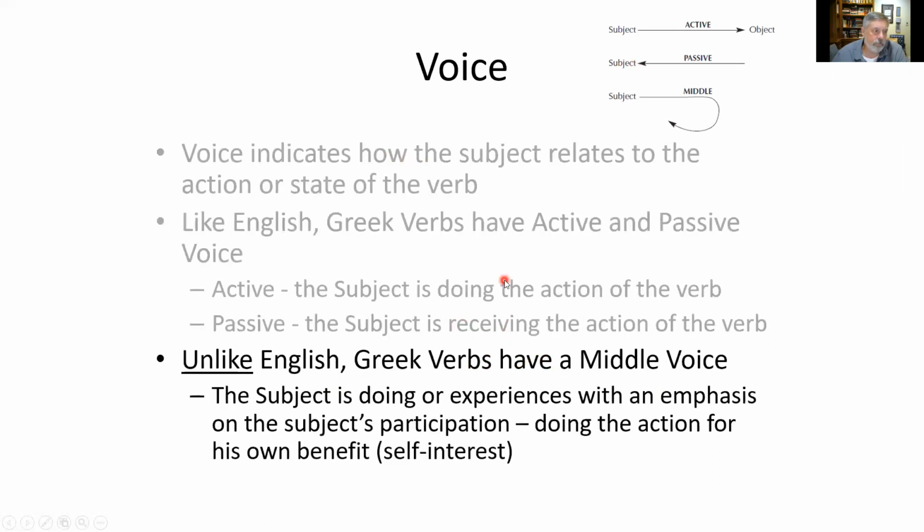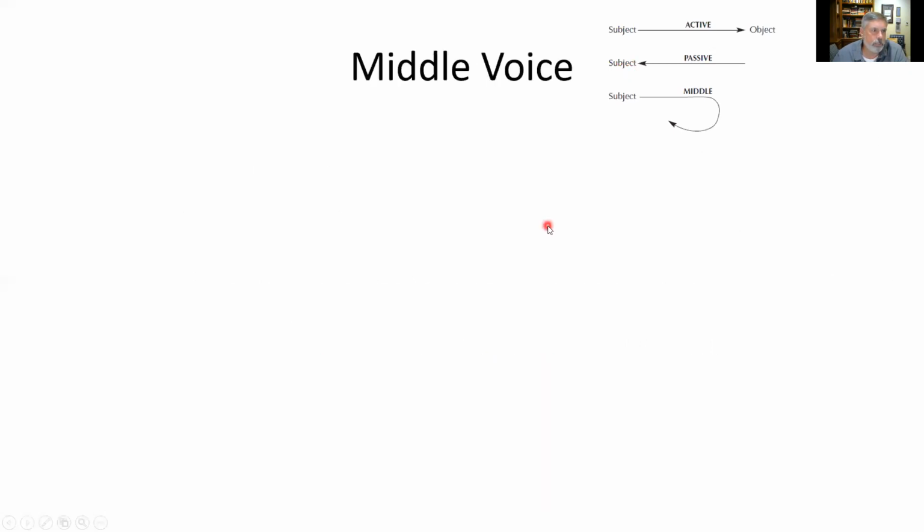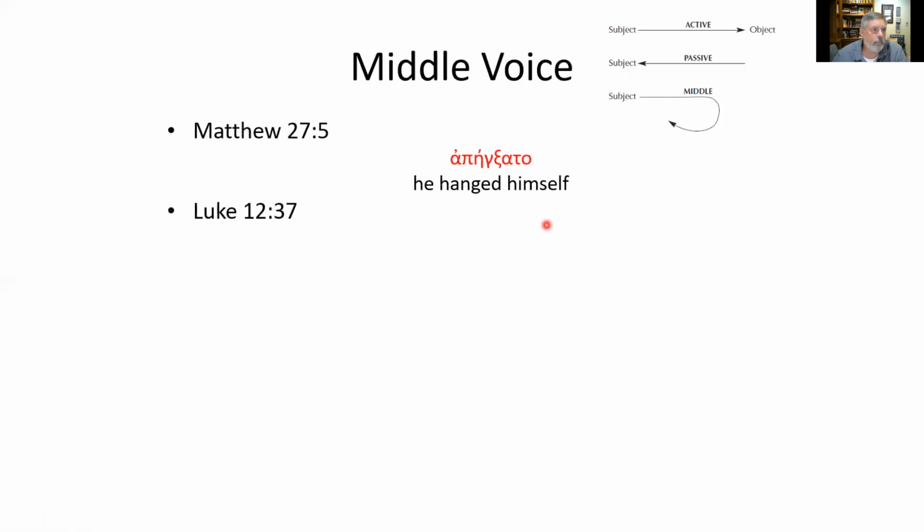Unlike English, English does not have a middle. Greek verbs have a middle voice. The subject is doing or experiencing with an emphasis on the subject's participation. In other words, they're doing the action for their own benefit, self-interest. So the subject is doing the action, but they're also receiving the results of the action. And so these little diagrams hopefully will help you remember how the voice functions in Greek. And we'll see that as we go. The middle voice, for example, in Matthew 27:5, it's apēgxato, he hanged himself. It's something he did to himself, okay?